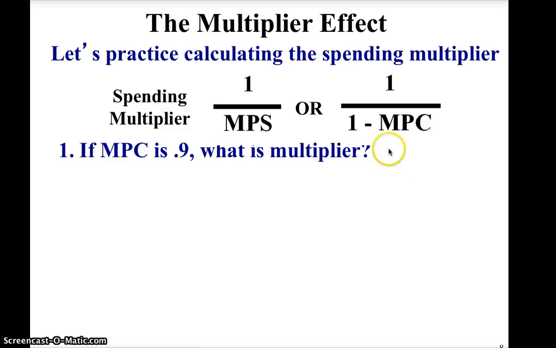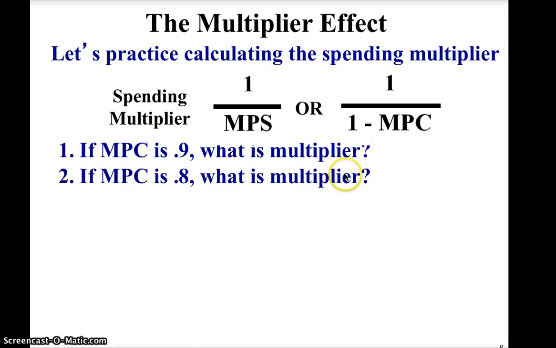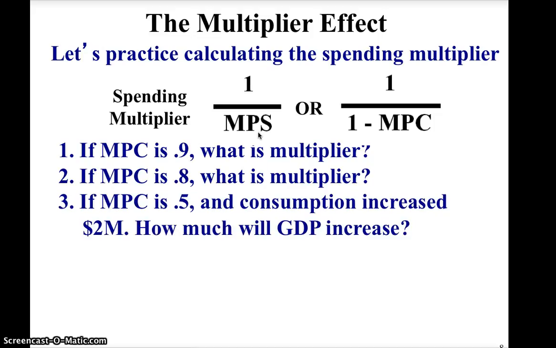That's a huge multiplier, right? The more that people spend, the less that people save, the bigger the multiplier. So that's a multiplier of 10. If the MPC is 0.8, you know that the MPS is 0.2, and 1 over 0.2 is going to be a multiplier of 5, right? If the MPC is 0.5, we know that the multiplier is 2, right? 1 over 0.5 is 2.